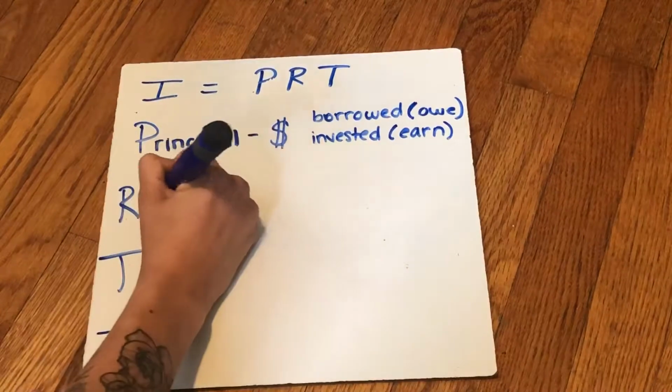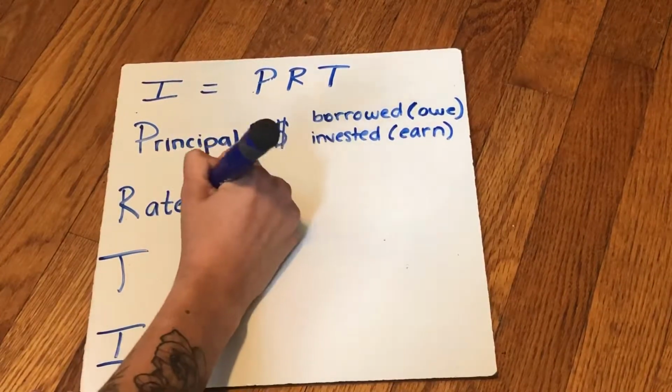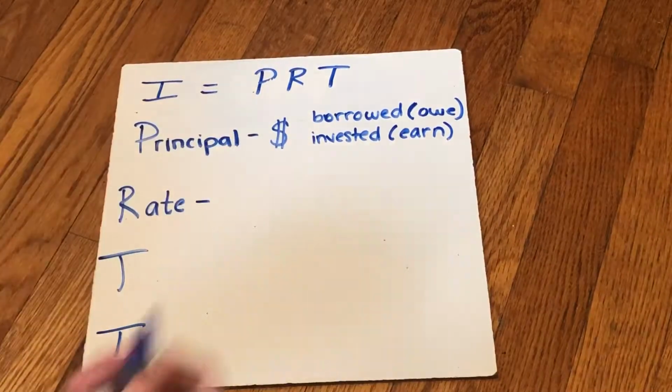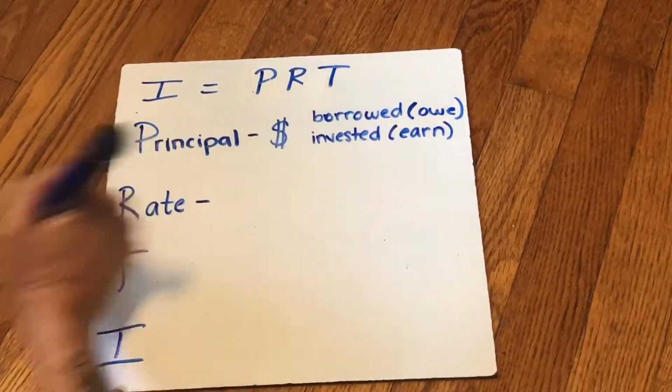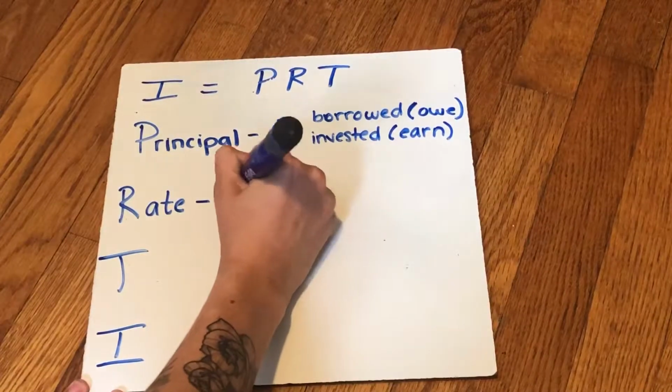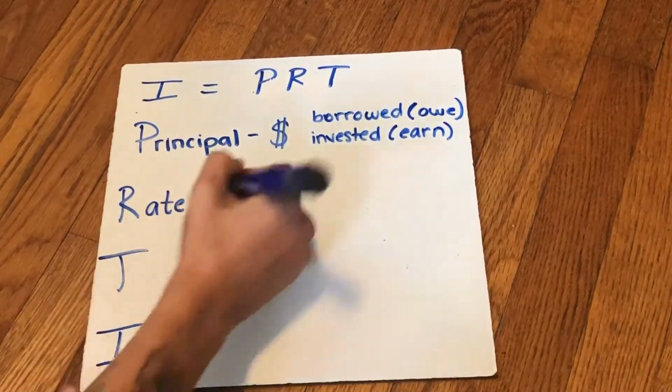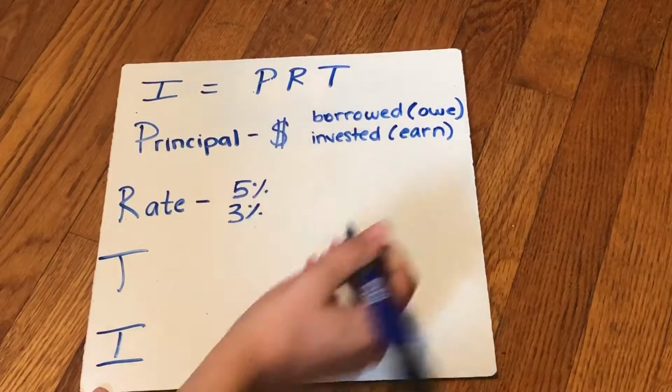Now, R stands for rate. This is the actual interest rate. This is the percentage that you are earning or owing based on the amount of money you borrowed. So it could be that when you borrow money, they're gonna charge you 5% interest. Or if you invest money, you might earn 3% interest.